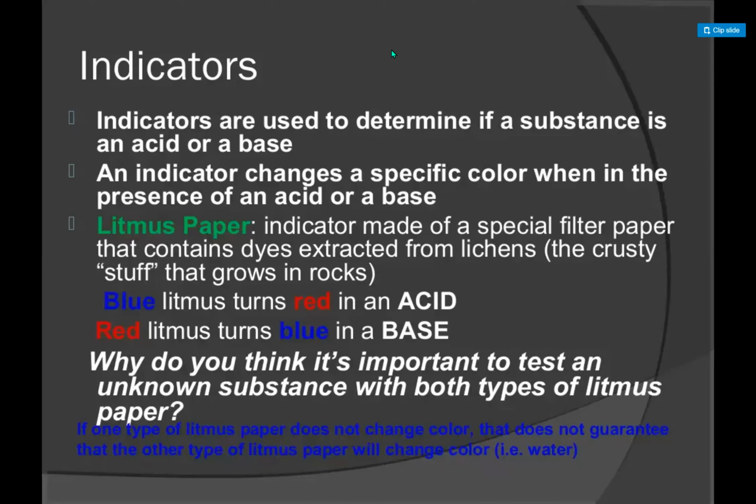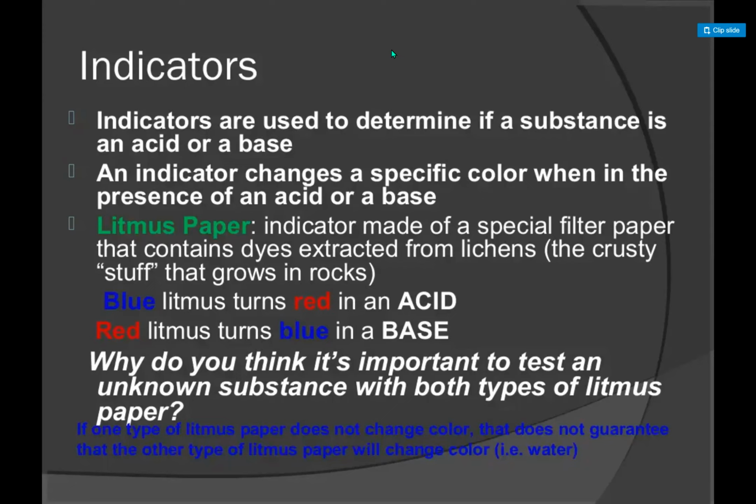Let's start with indicators. What are indicators? Indicators are used to determine if a substance is an acid or base. Means we can check whether a particular solution is acid or base with the help of an indicator. So how can we check? Indicators change to a specific color in the presence of an acid, and give a different color in the presence of a base.